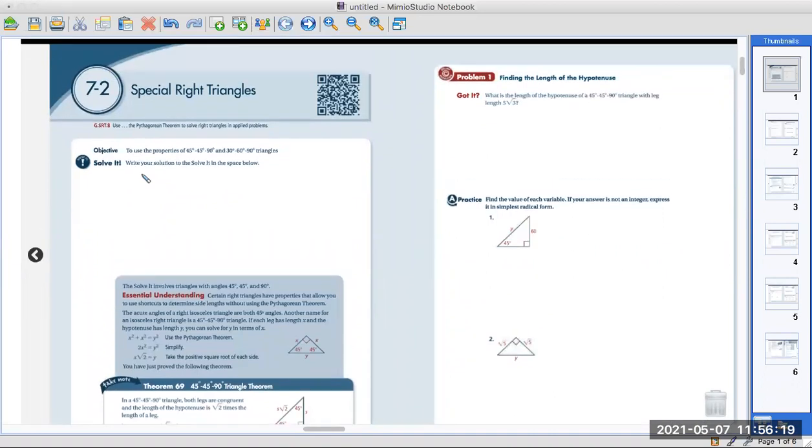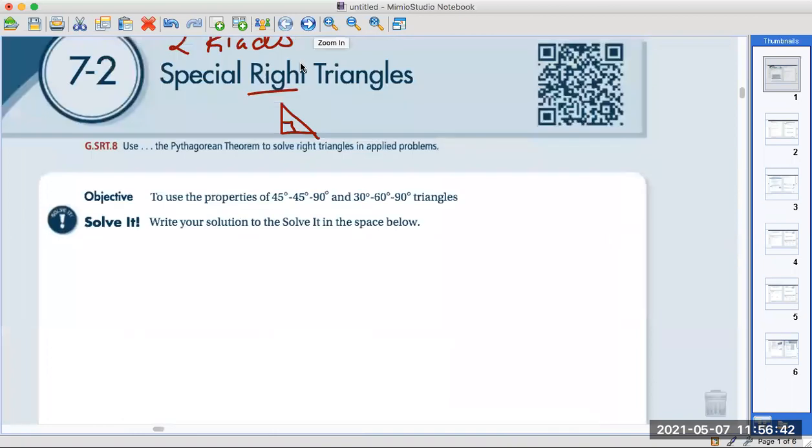So there are two special right triangles. And remember, the word right means you have a 90-degree angle. So there's two special 90-degree angle triangles that we're going to talk about now. And those are the ones you will use in trigonometry, which comes next in our lessons here.